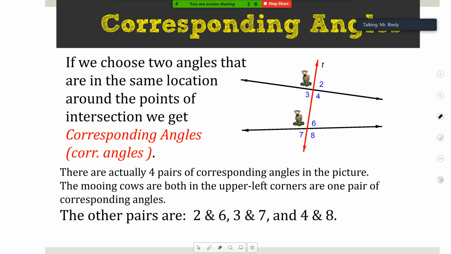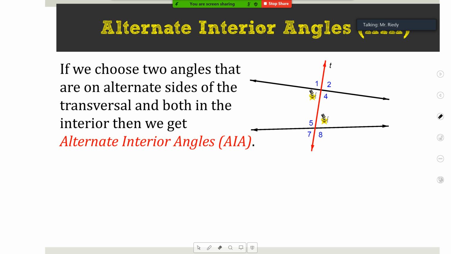Okay. There we go. That's the first pair, corresponding angles. And again, you can remember that because it's in the same corresponding location. But there's not a lot of remembering here because you have access to your notes all the time. So make sure you're taking good notes. Second pair. I picked an angle.